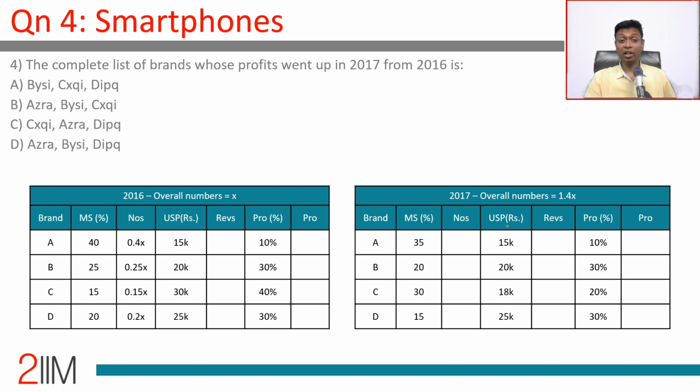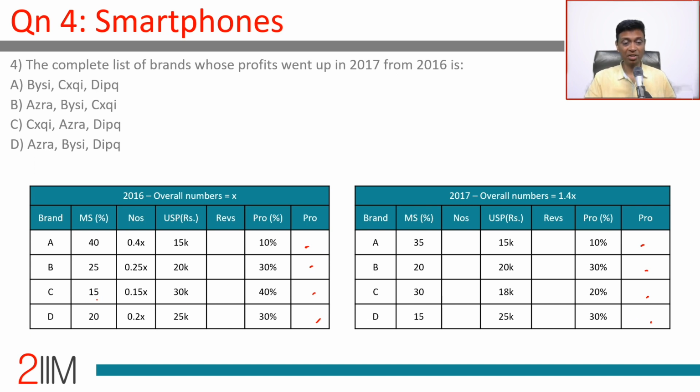The complete list of brands whose profits went up in 2017 from 2016 is, we have to find the actual profits here, here, here, here, and actual profits here, here, here, here, and then compare. And that's going to be time consuming. I'm just going to see if there is a shorter way, a juicier way. And so think about this.